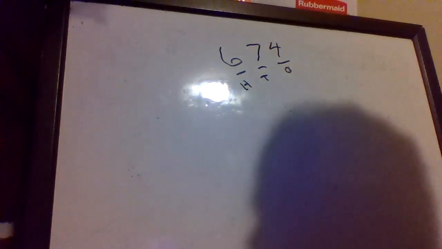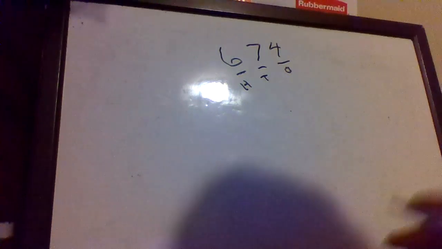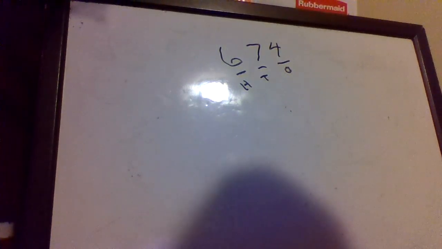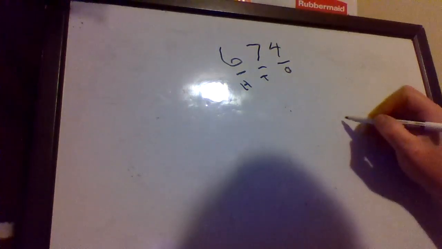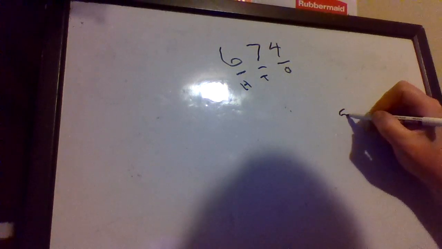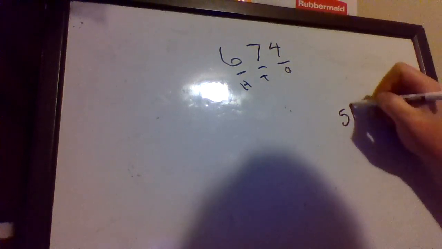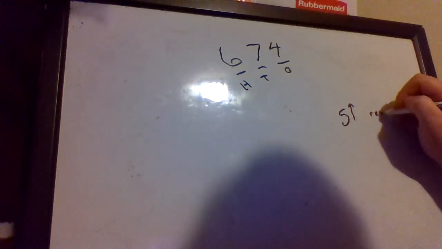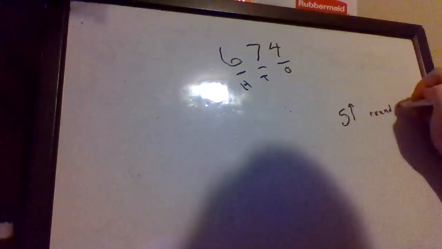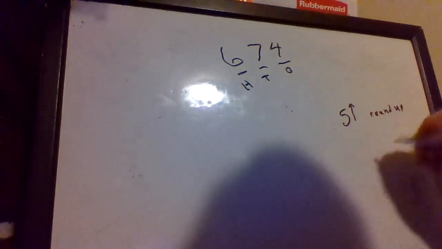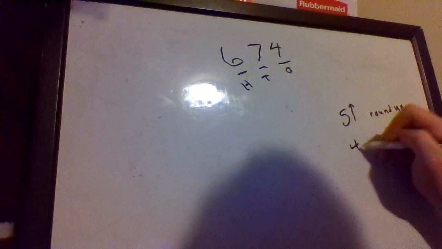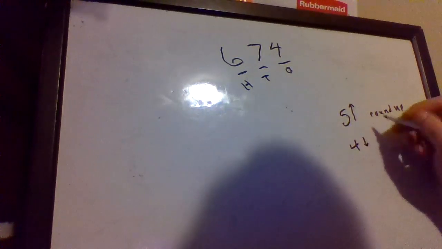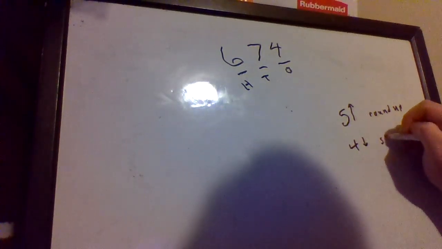So instead of writing this in expanded notation, we're going to round. So we're going to round to the nearest 10. So the rule that we're going to use for rounding: 5 or above, round up. 4 or below, stay the same.